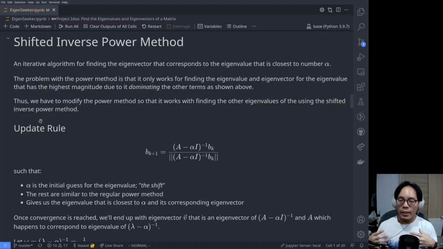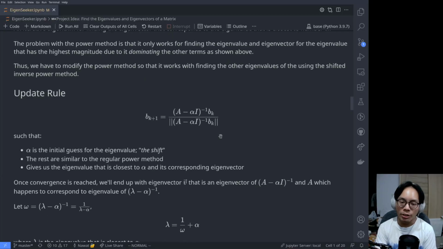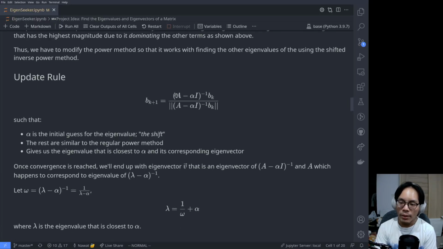Instead of finding the eigenpair that corresponds to the eigenvalue that has the highest magnitude, we can instead find one that is closer to a number alpha. So it's very similar to the power method. This is the update rule. Basically, it's the power method, but it's performed on this matrix instead of the matrix A. And alpha is the initial guess for the eigenvalue, also known as the shift.